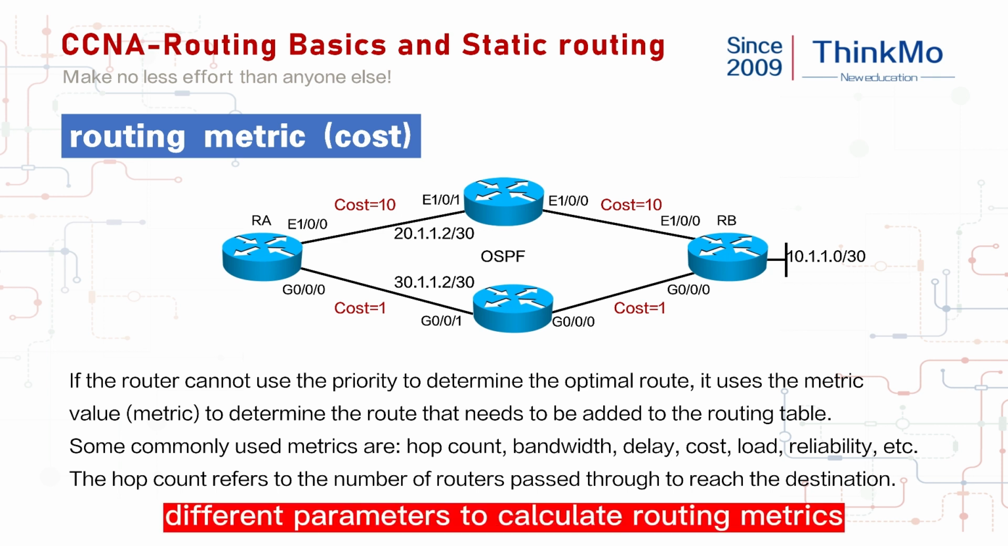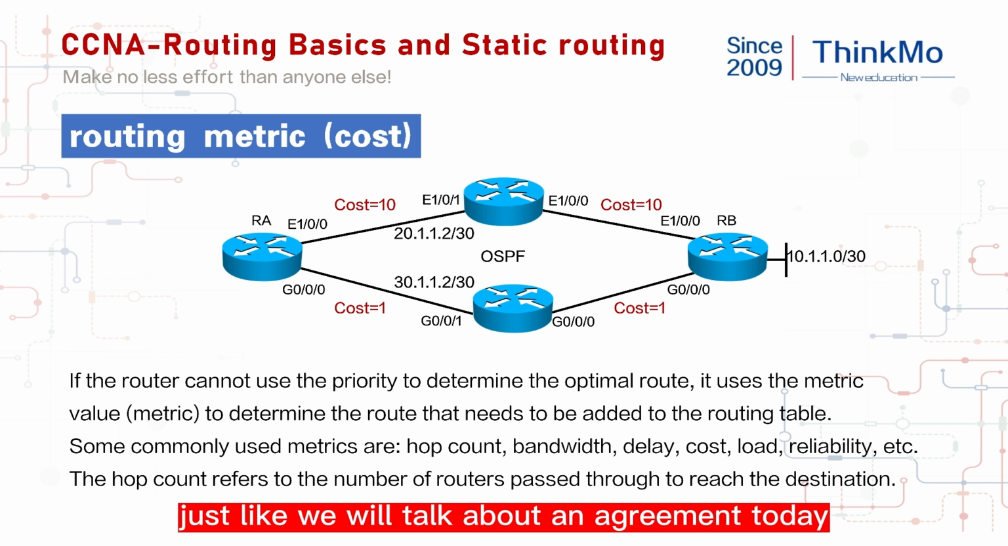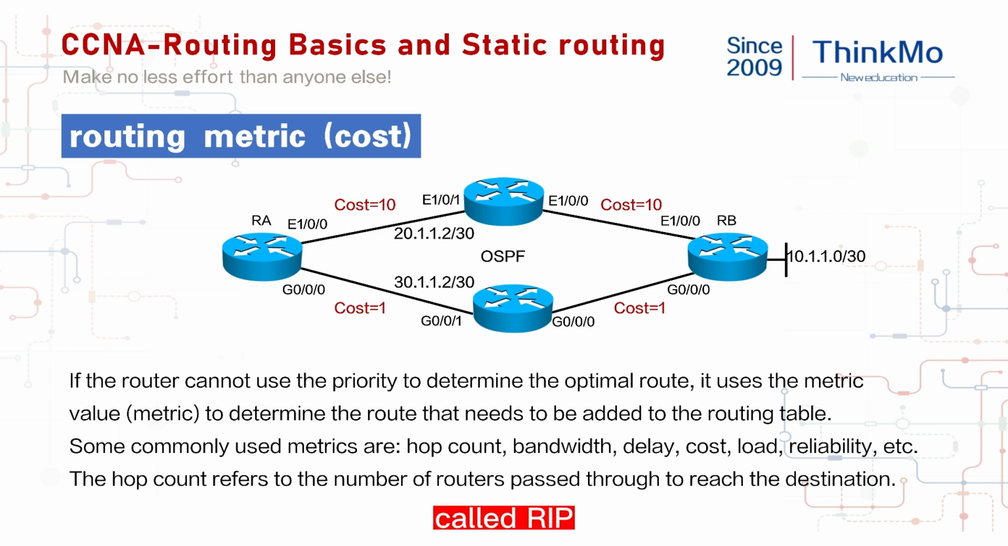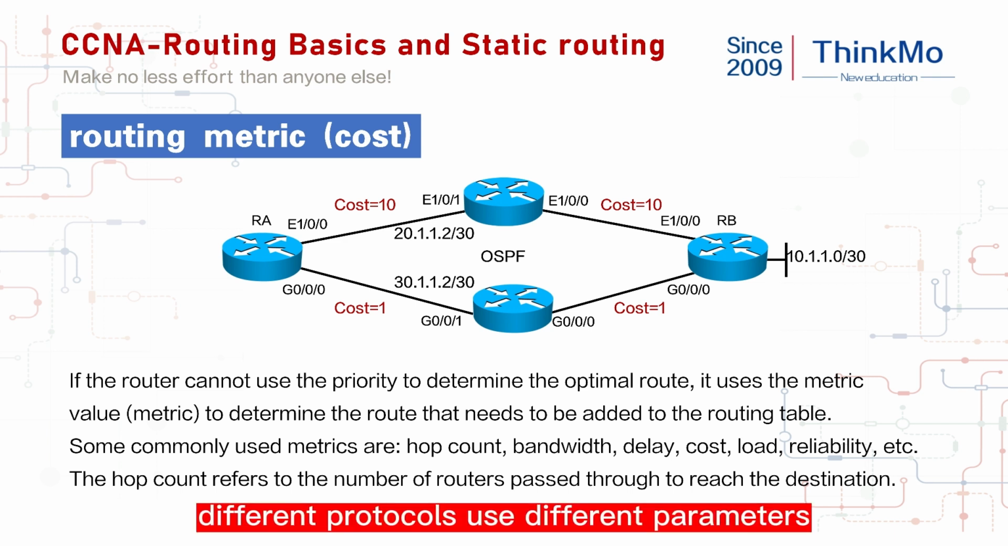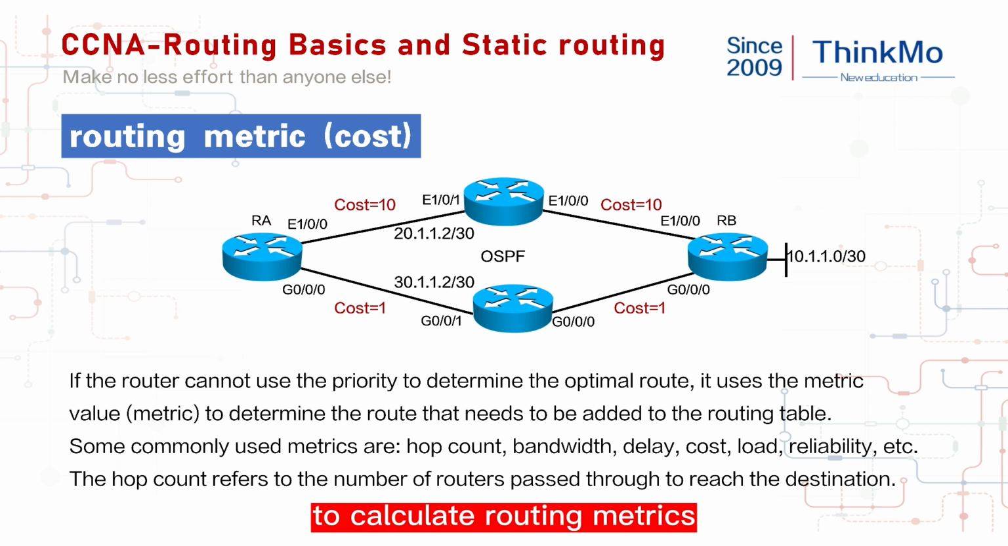For different protocols, it uses different parameters to calculate routing metrics. OSPF is based on bandwidth. Just like the protocol we will talk about today, called RIP. For such a protocol, it doesn't look at bandwidth, it looks at the hop count. So different protocols use different parameters to calculate routing metrics.